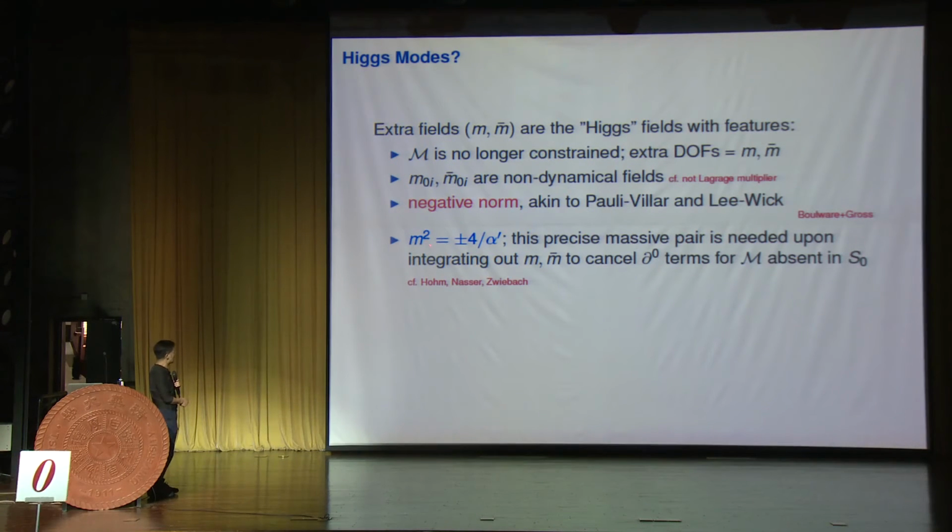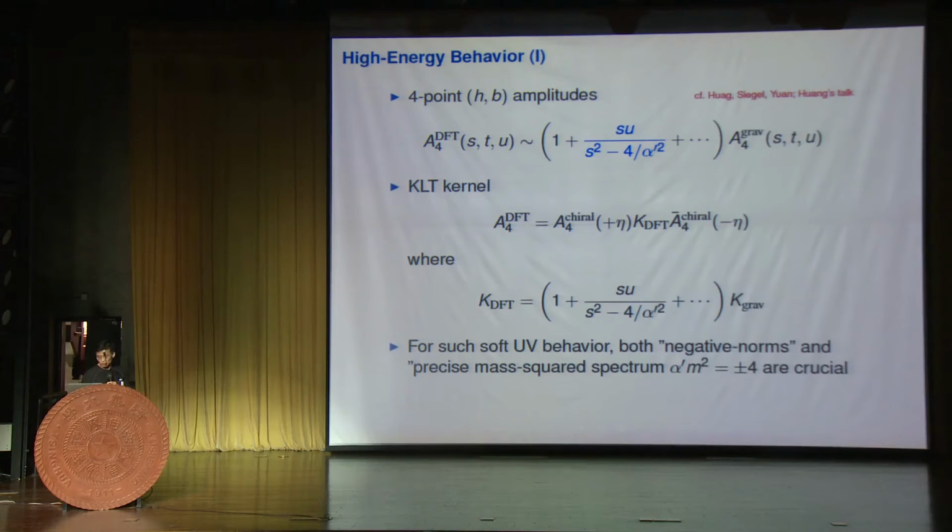Next is that it has mass squared. One is the usual mass, 4 over alpha prime, and the other one is tachyonic. Now these masses are not random. This number could be something different depending on the unit, however, this precise mass relation, as well as the negative norm, are precisely needed, first, to get, after integrating out M and M bar, the usual leading order double field theory action, and second, to get the structure of the dynamics in a way compatible with double field theory.